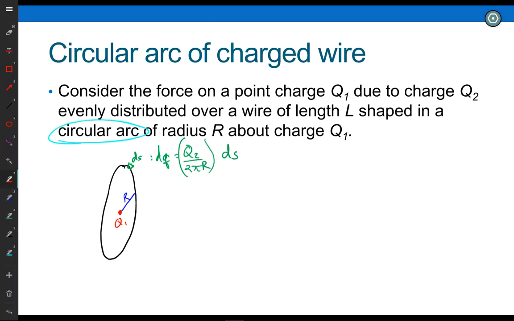Okay, Q2 is the magnitude of charge that is on the circle. Q1 is the magnitude of charge that's at a point at the center of the circle. Why is it over the circumference? Because the problem says evenly distributed over a wire of length L. The dQ is the charge per total length times the infinitesimal length. And I over-specified, I have L and R. L is equal to 2 pi R, so I didn't need to specify L.